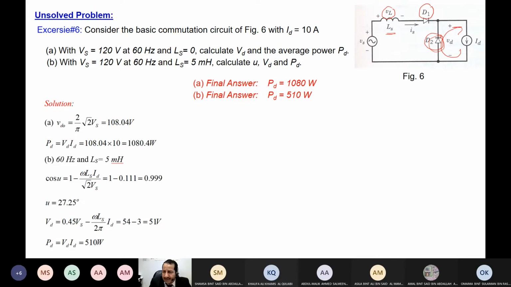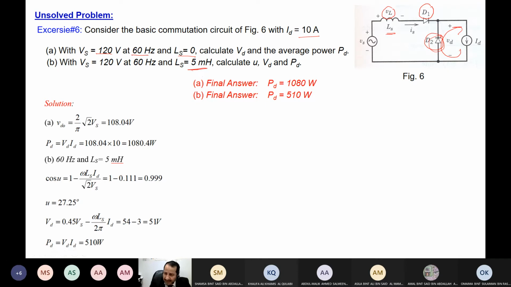Now in this circuit, we discussed it. We derived the formula, if you remember, in the theoretical part. Let's see what he wants me to do. He told me that the current is given as 10 ampere. Voltage Vs 120, frequency 60, Ls. In the first situation, he assumed that Ls is 0, so this means the circuit is ideal. Calculate Vd and average power. Well, when I calculate Vd, I will multiply it by current to find the power. But let me focus on Vd. In the second situation, he added Ls.